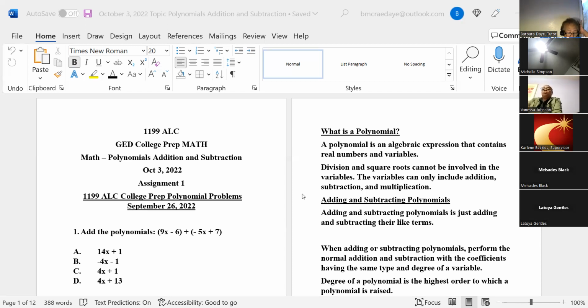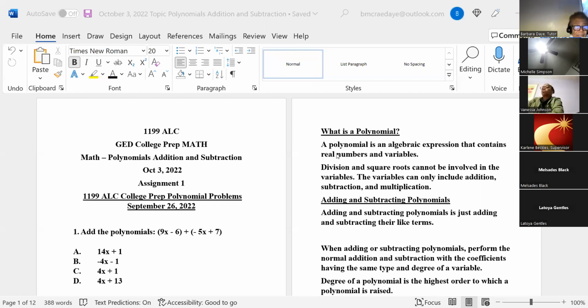Now, what is a polynomial? Anybody? When you think of polynomial, what are you thinking about? Poly means many. In algebra, you have many expressions making up a polynomial, not just one. Poly means many expressions. In those expressions, you have real numbers and variables. The real numbers include the constants. So you have constants, variables, and rational numbers.